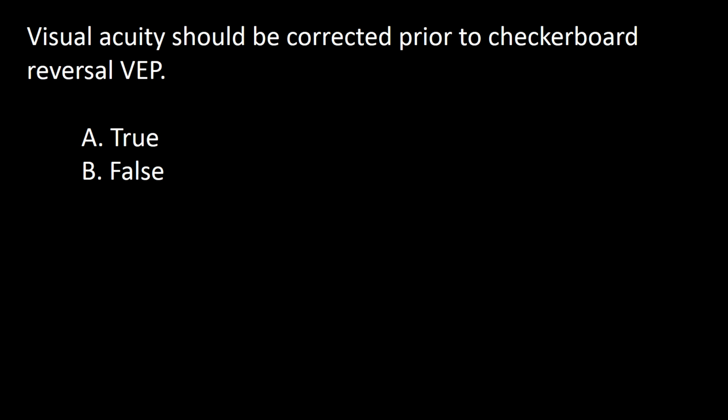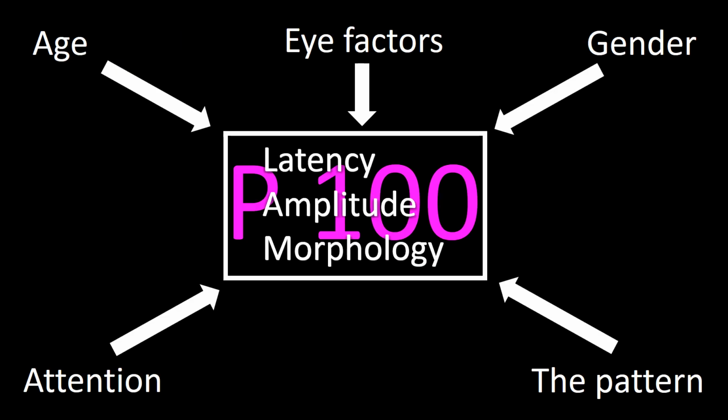Next question. Visual acuity should be corrected prior to checkerboard reversal visual evoked potential. A, true. B, false. Among the general factors that influence P100 are eye factors. Eye factors are the only ones that are exclusively related to visual evoked potential among these general factors. One eye factor, and a very important one, is visual acuity.